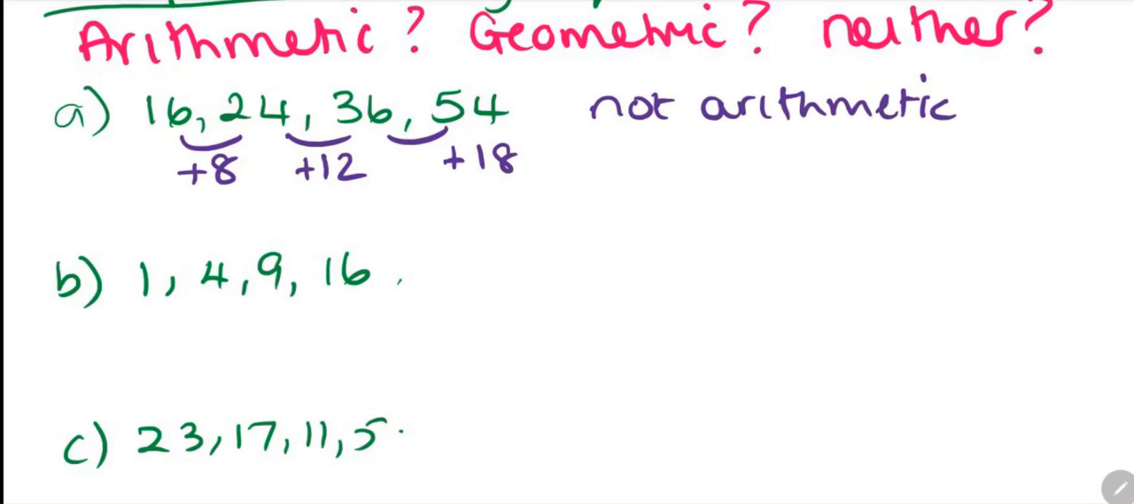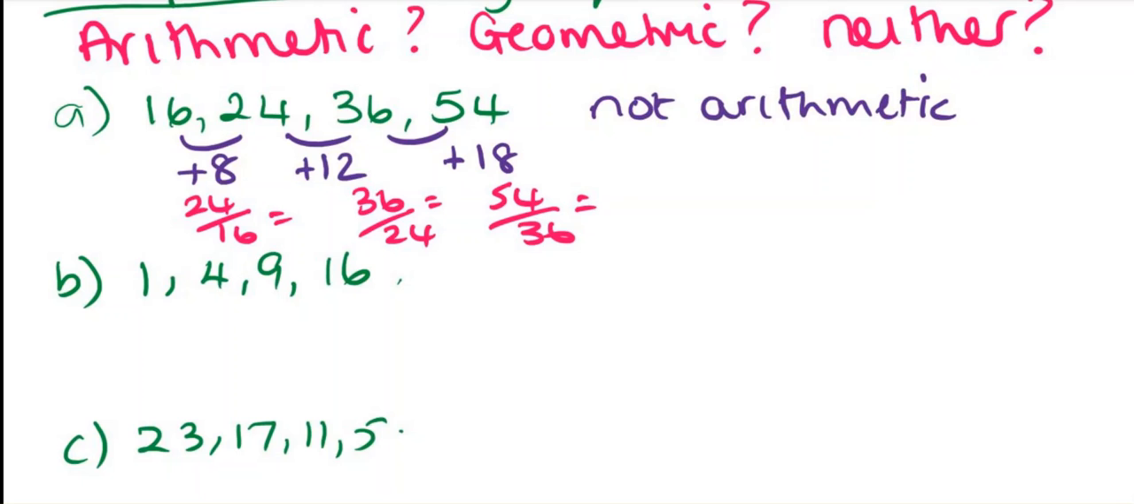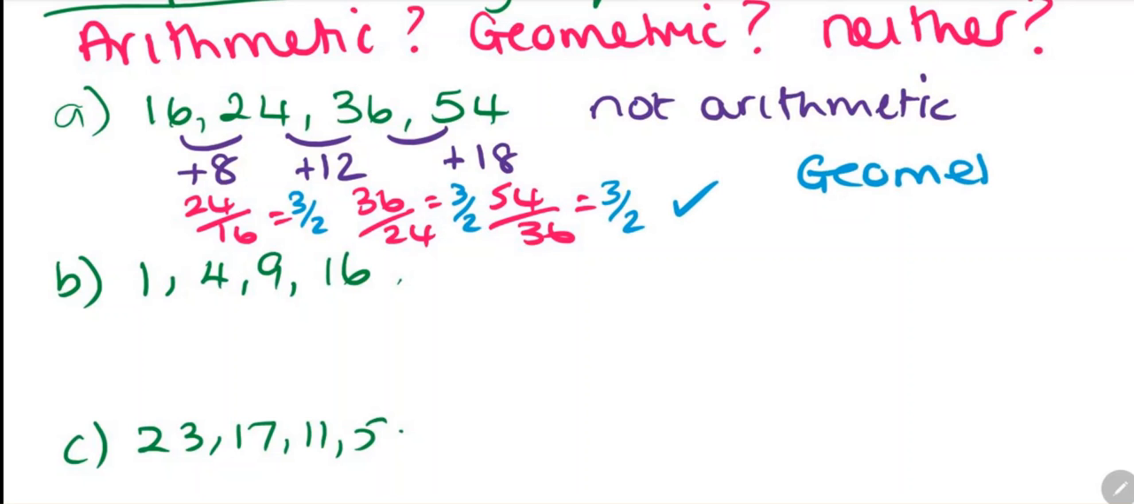The next thing we need to do now is check to see if it's geometric. So we're looking at the ratios. So 24 divided by 16, 36 divided by 24, and 54 divided by 36. So this is going to be 3 over 2, 3 over 2, and 3 over 2. Yes, the ratios are the same. So this is a geometric sequence.